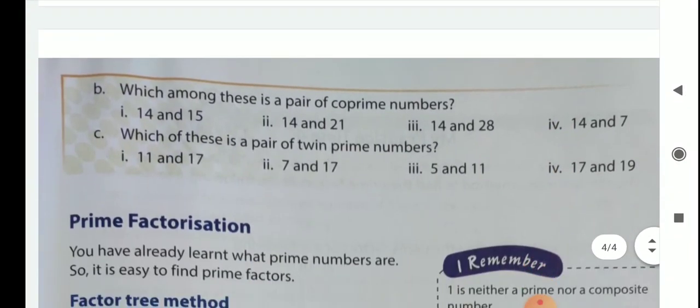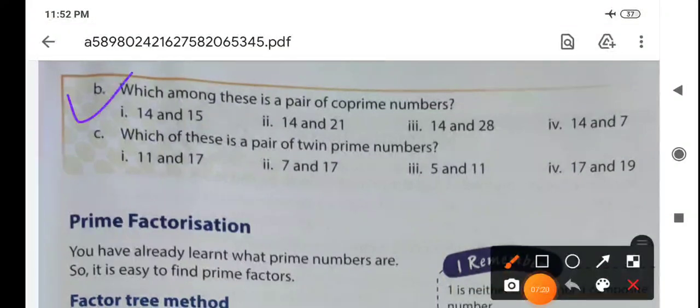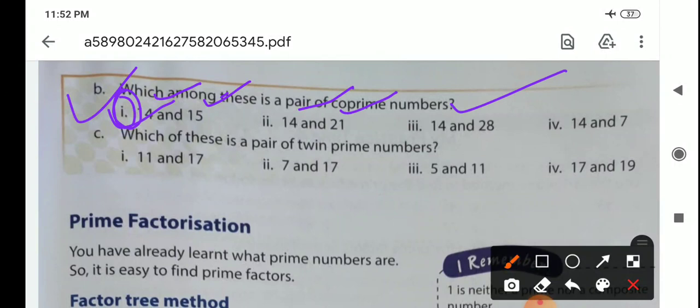Then comes part B. Which among these is a pair of co-prime numbers? Co-prime numbers, you remember, their common factor is only 1. 14 and 15, their common factor is only 1. So this is the answer. Here you check 14 and 21. They have more than one common factor here also, and here also more than one factor. So this one is the answer.